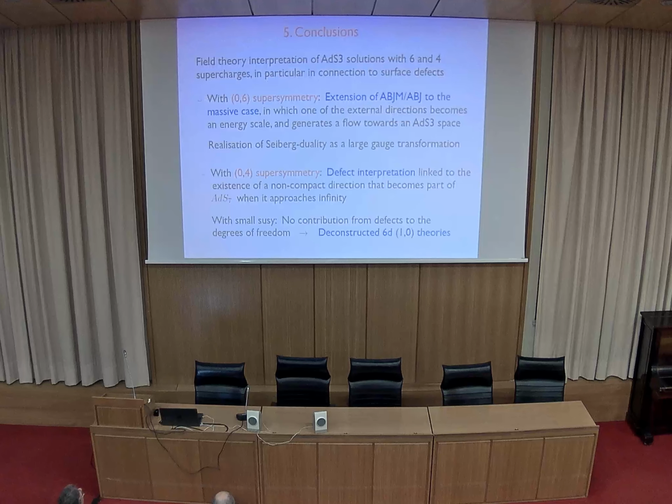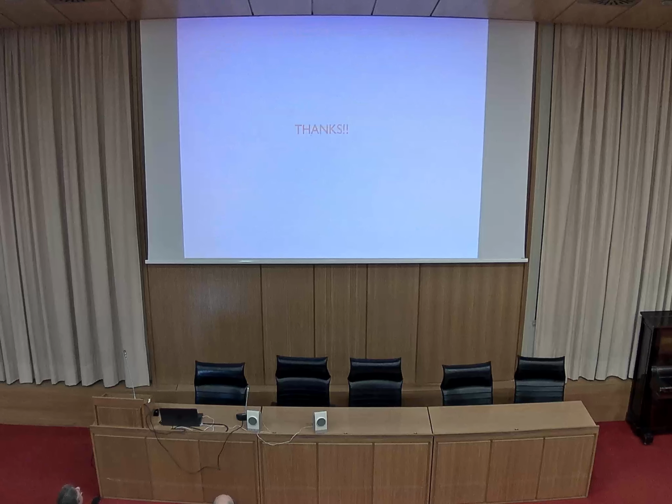So now I conclude very fast. I have minus 1 minutes. Just that we focused on these two specific classes of solutions, with different numbers of supersymmetries. One of them we could interpret as defects within the BJM theory. We could realize Seiberg duality in this way. And the other ones, well, we tried to interpret in terms of this. In fact, in the end, we end up proposing an interpretation in terms of deconstructed 6D (1,0) theories. And this, of course, thank you very much.